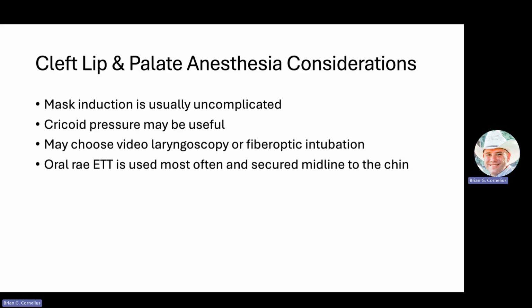From an anesthesia standpoint, you're usually able to accomplish a mask induction without any sort of problems. Cricoid pressure may be useful as you manipulate the laryngeal structures, utilizing direct laryngoscopy, video laryngoscopy, fiber optic intubation. All of those are often okay. As far as an actual endotracheal tube, we will commonly use an oral RAE, and it's usually secured midline to the chin, so it's going down across the chin.